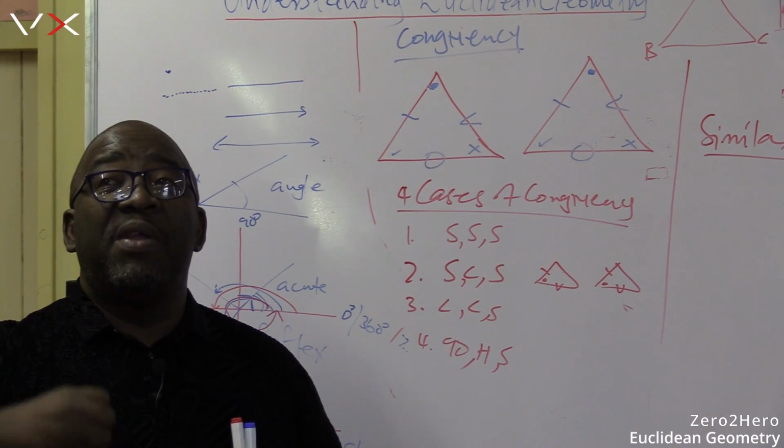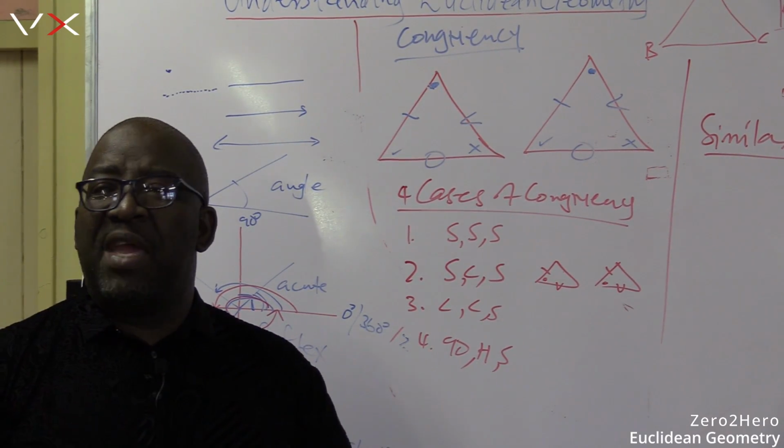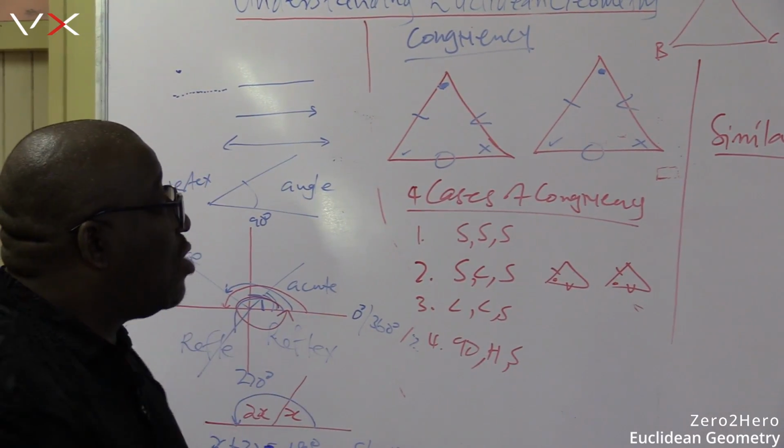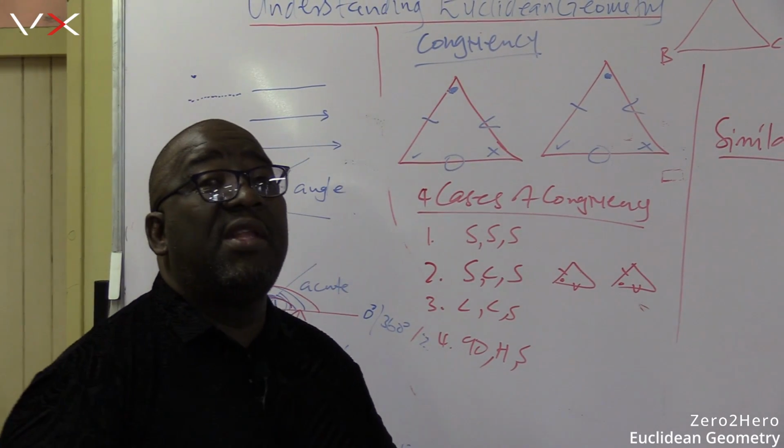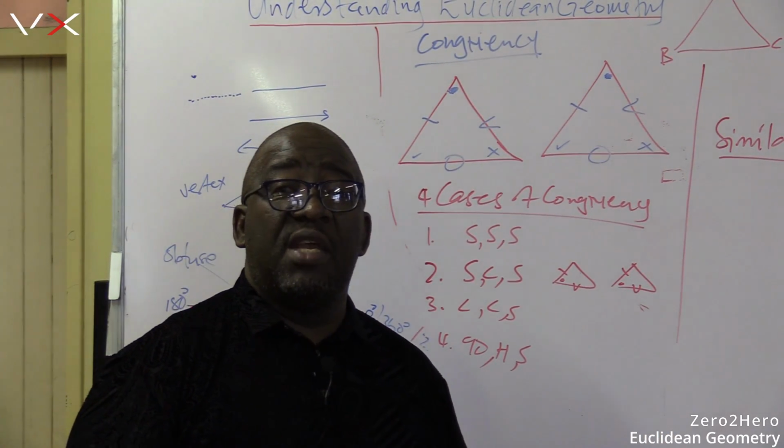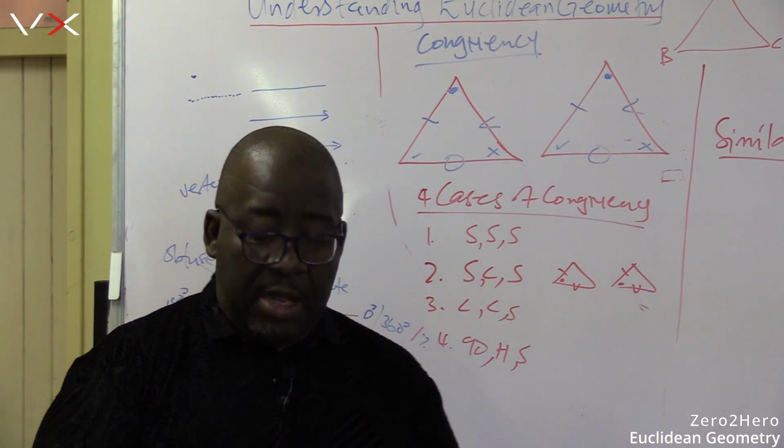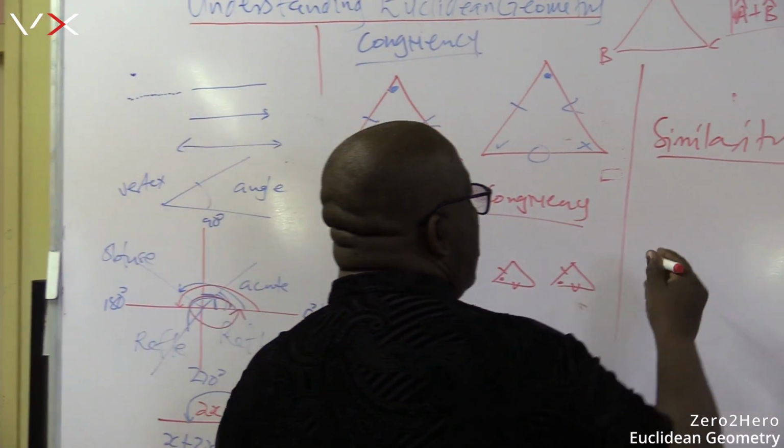Similar, one is big, one is small, but they look the same. They even talk the same, they walk the same. That's the concept of similarity. And it is there at the end of this year where they say prove that these two triangles are similar. Right, similarity. Let's make an example.